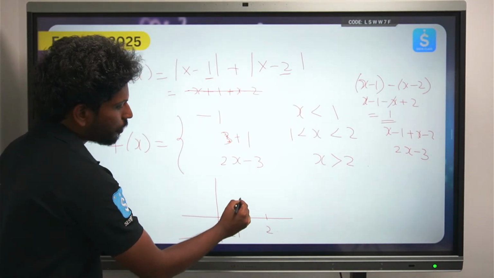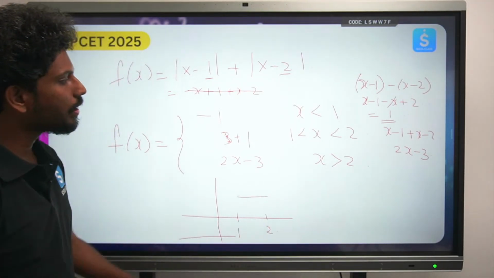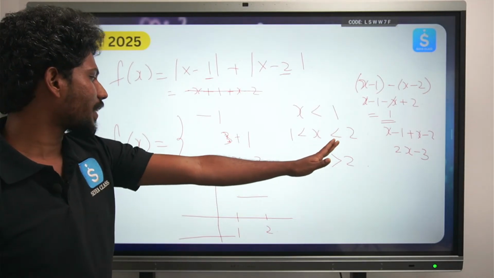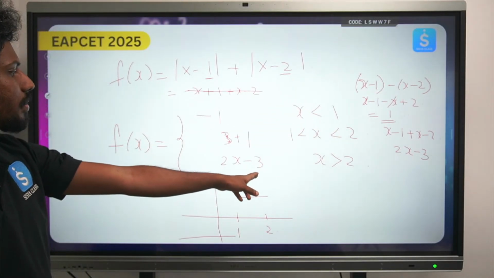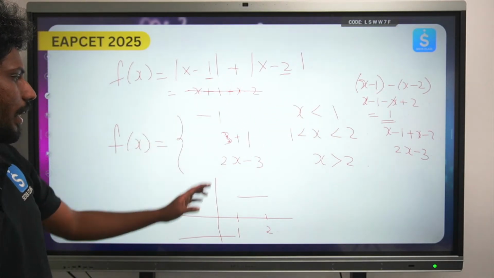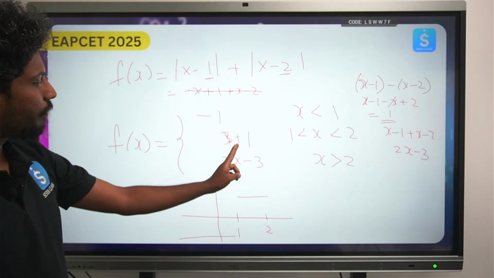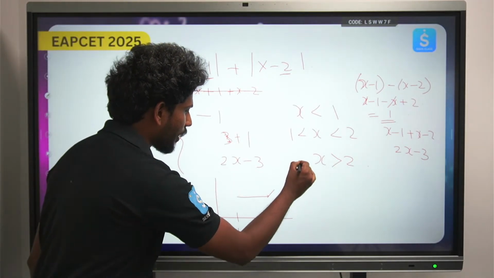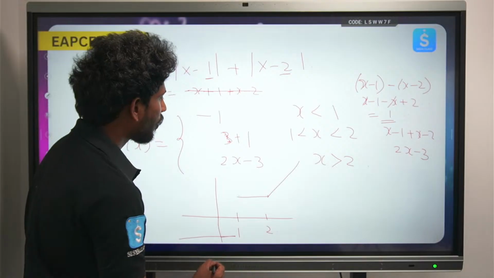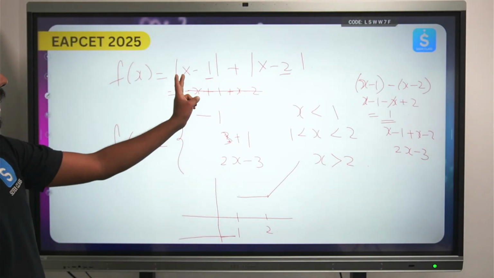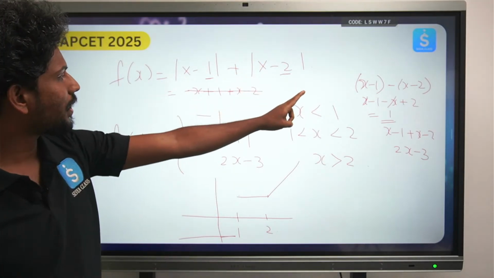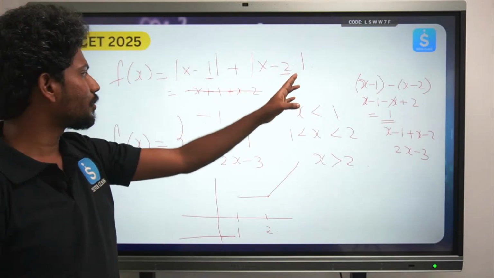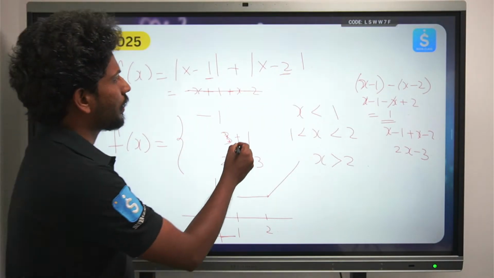So from 1 to 2 it will become plus 1, and for values of x greater than 2, it will become something like 2x minus 3. So that will become 4 minus 3, which is 1. The graph will be like this. Okay, so overall the graph looks like this. x minus 1 minus x plus 1 and x minus 2.